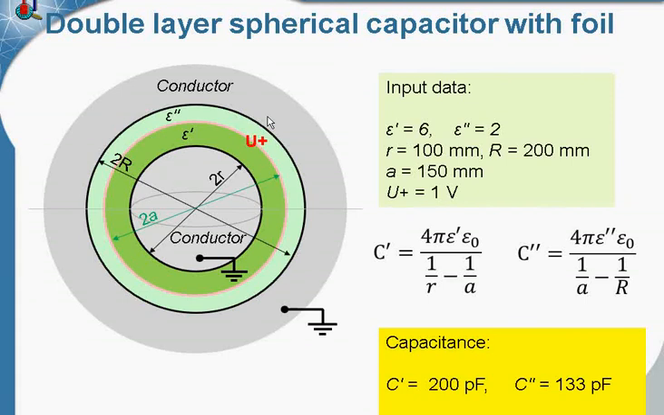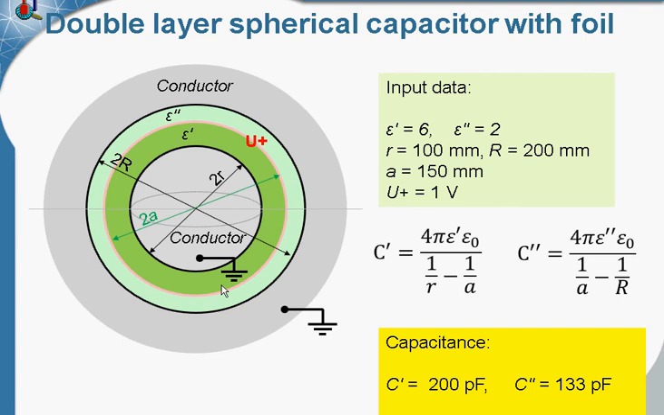The double-layer spherical capacitor with foil. There are two conductors, a solid sphere inside and a hollow sphere outside. Between the spheres there are two layers of dielectric media with different dielectric permittivity, epsilon 1 and epsilon 2. The dielectric layers are separated by a thin conducting foil.